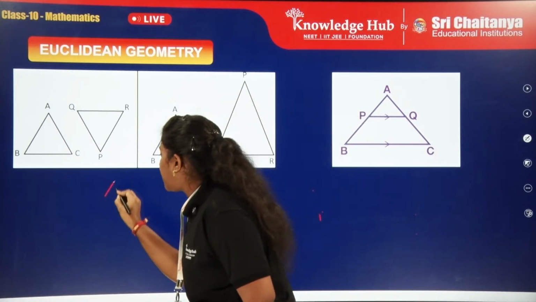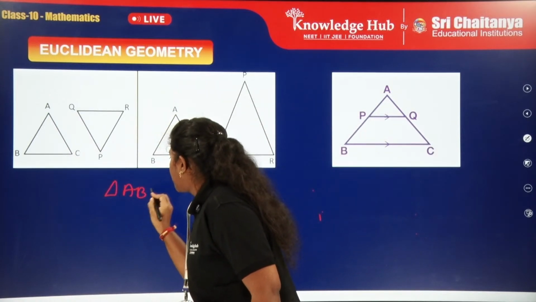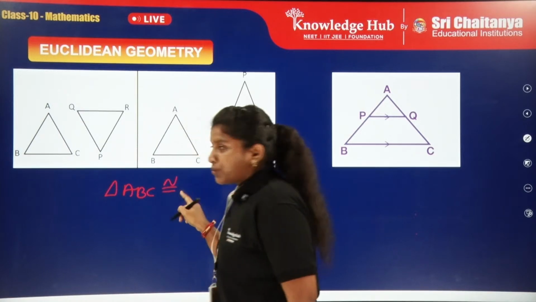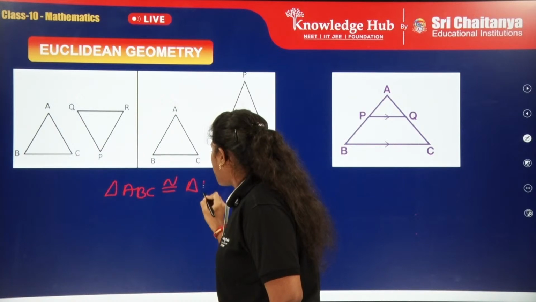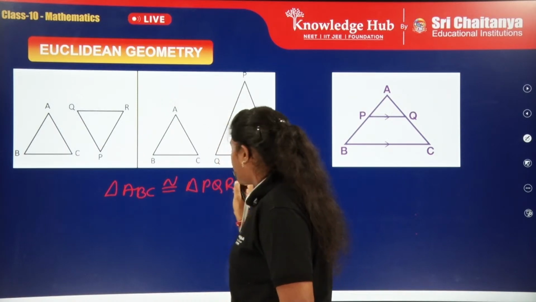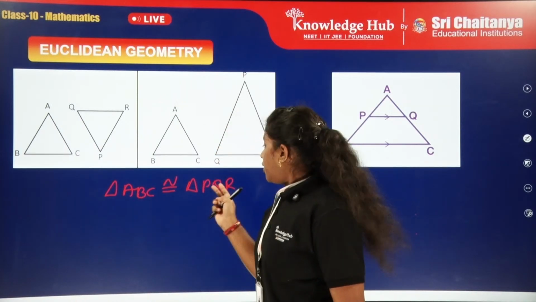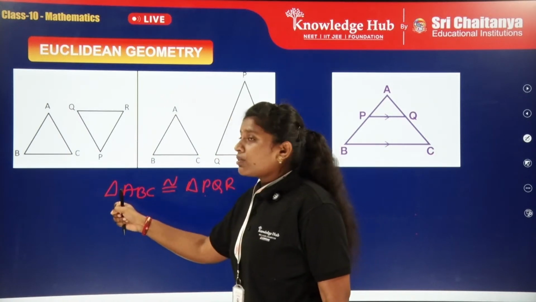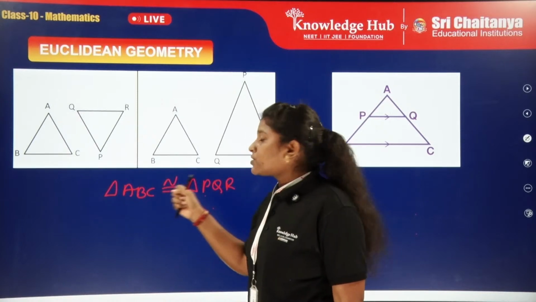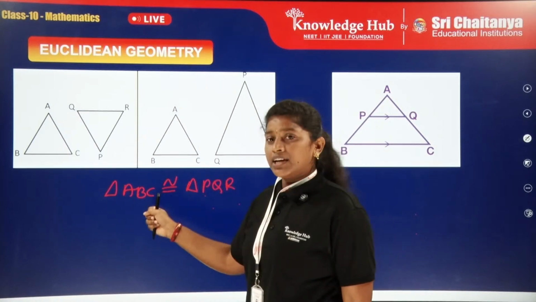Just consider that I am having my triangle ABC. So, this is the symbol we are going to use in order to represent the congruency between the two triangles. So, triangle ABC is congruent to triangle PQR. Okay. So, that means what? If I overlap my PQR on the ABC, the vertex P falls on the vertex A, and Q falls on the B and R falls on the C.